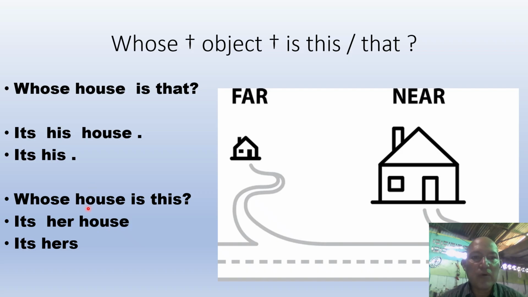Another example, whose house is this? Remember, we use this in the singular, when something is very near, all right? It's her house. We use possessive adjectives right before the noun, or the possessive pronoun, it's hers, to replace the noun. Or another way we can say it: this house is hers, okay? It's another way to answer when we are asking who owns something, okay?